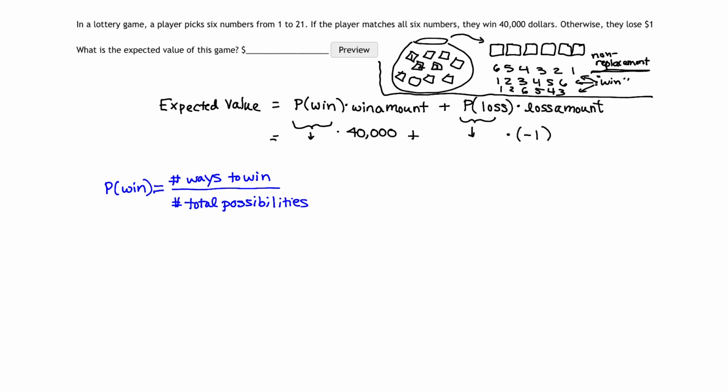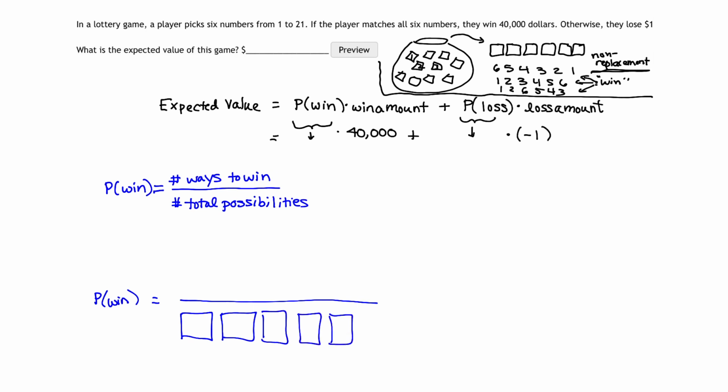All right, I'm going to start with the total possibilities. So I'm going to start with my denominator first. This is what I'm thinking: I have 6 different slips of paper, and I have to pick one after the other, after the other, after the other. So I'm going to be multiplying down the occurrences. In other words, I have to count how many different total possible combinations there are if I take 6 pieces of paper out of a bowl of 21.